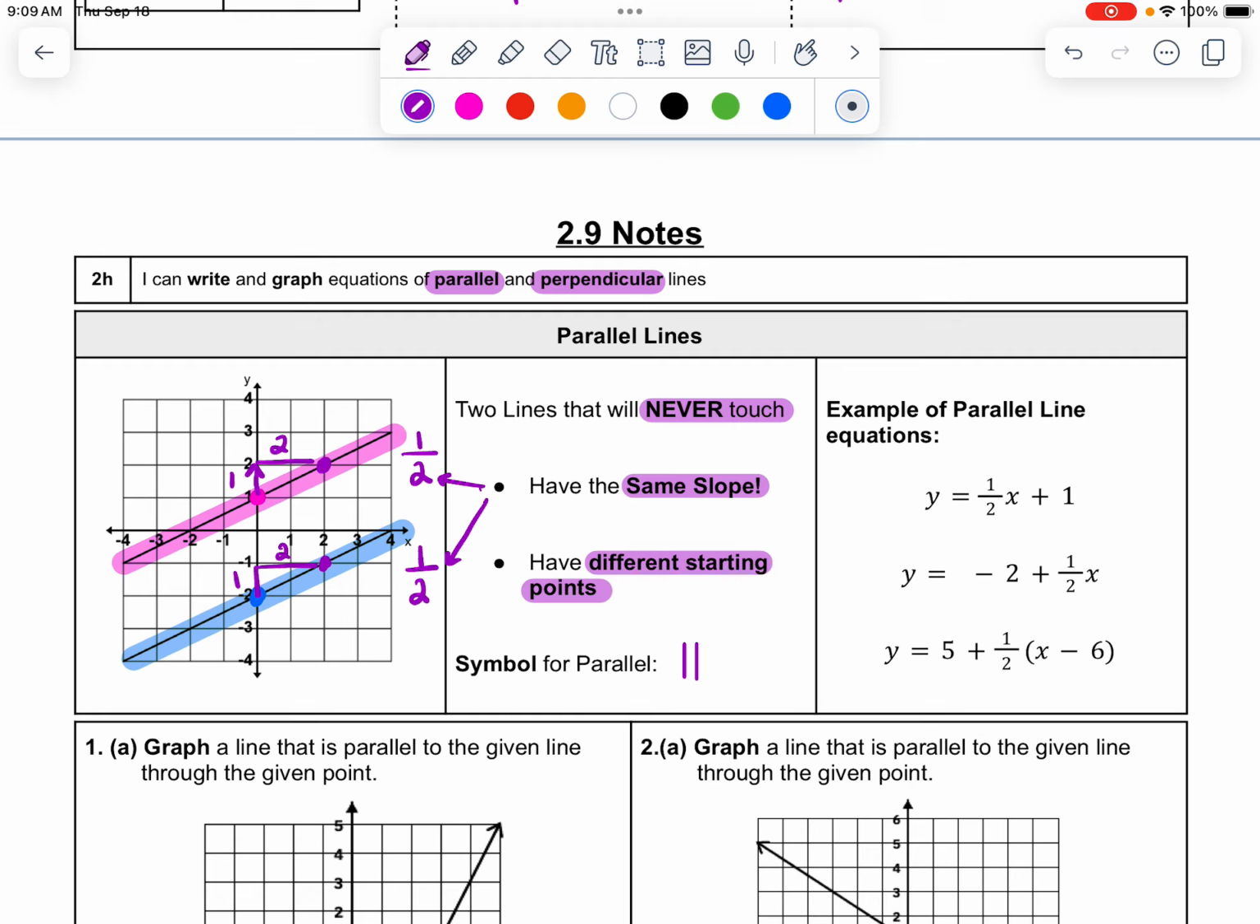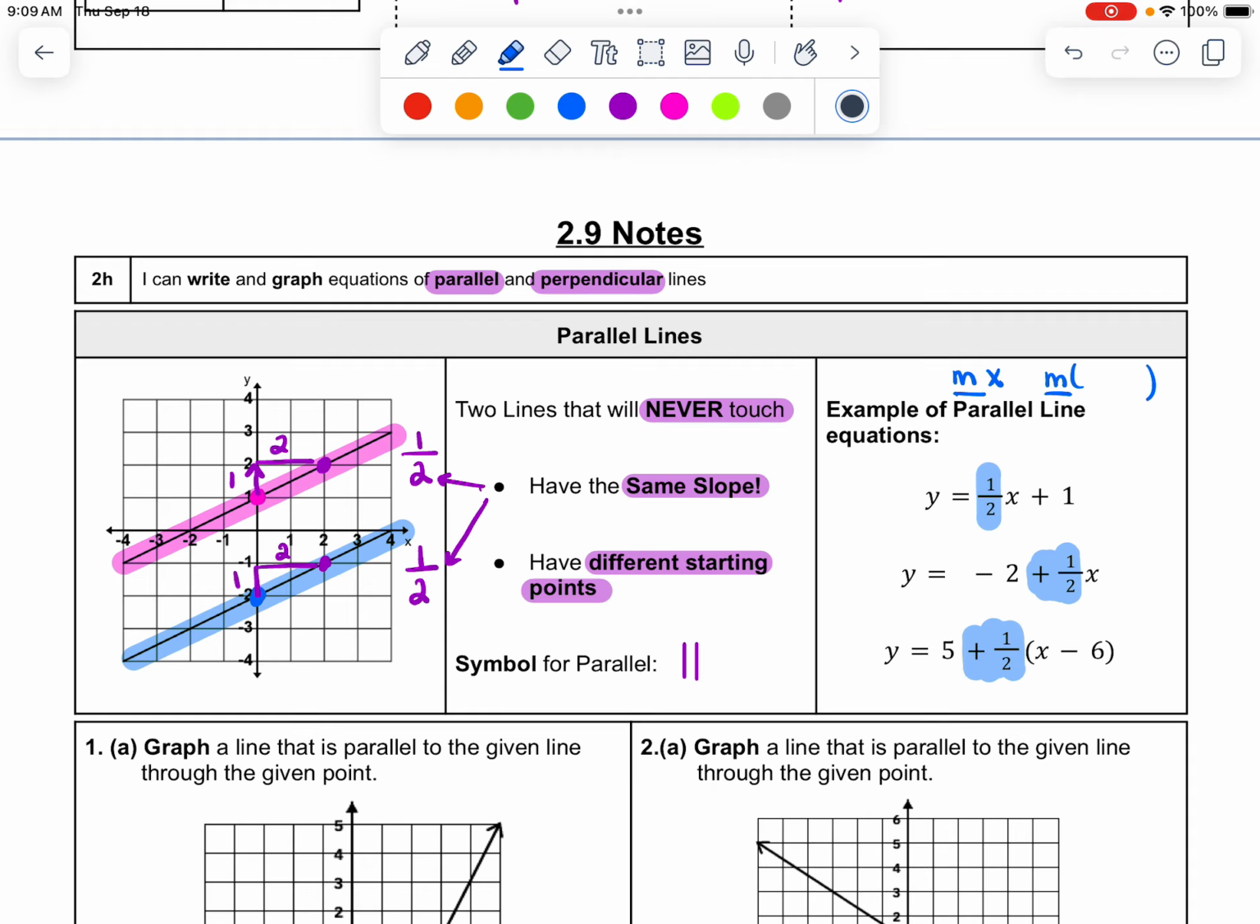We can also tell whether lines are parallel or not by looking at their equation. For example, in these equations, if we zoom in on just the slope number, remember the slope number is always the number that is right before the x or right before the parentheses. So in the first equation, the slope is 1/2. In the second equation, the slope is 1/2. And in the third equation, the slope is 1/2. If we were to graph these lines, they would all be parallel to each other.